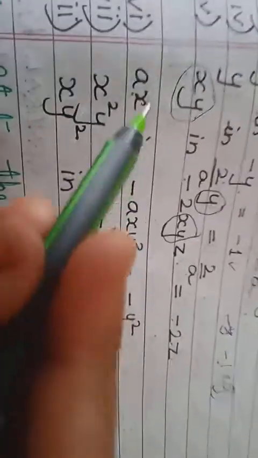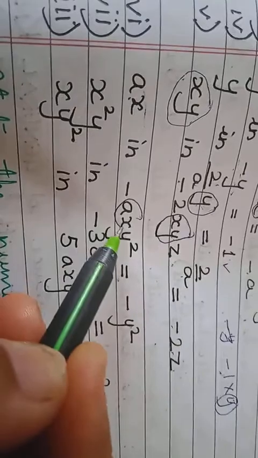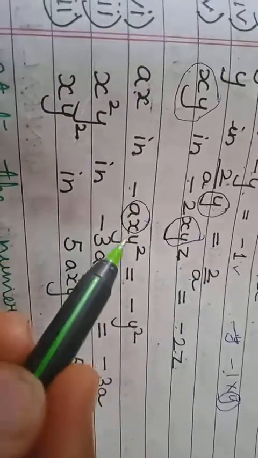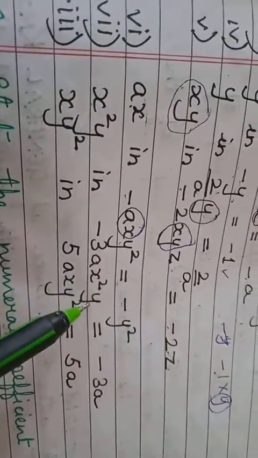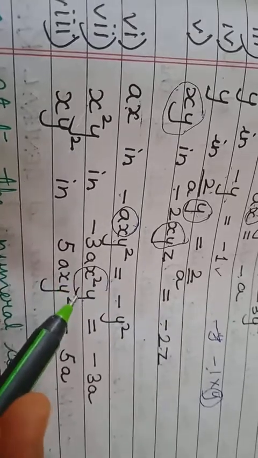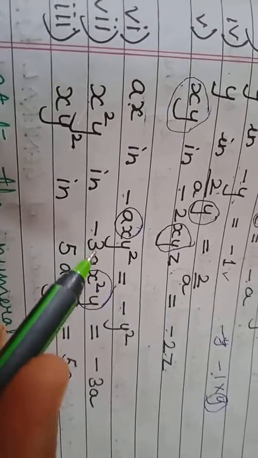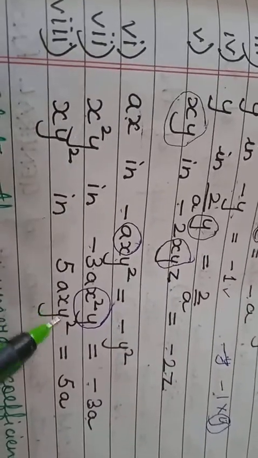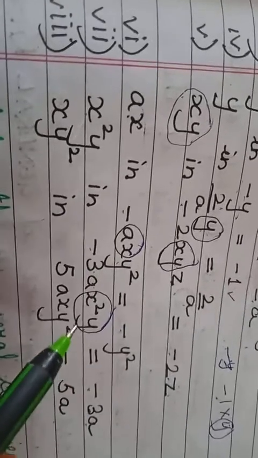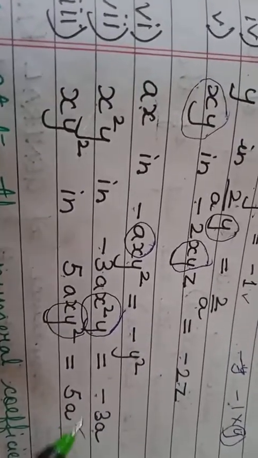8x in minus axy square. Sorry, ax. So, circle ax. So, minus y square. Minus y square. X square y in minus 3ax square y. So, minus 3a. Minus 3a. 8 1. Xy square in 5axy square. Xy square, circle xy square, 5a. Answer is, what is left is 5a.